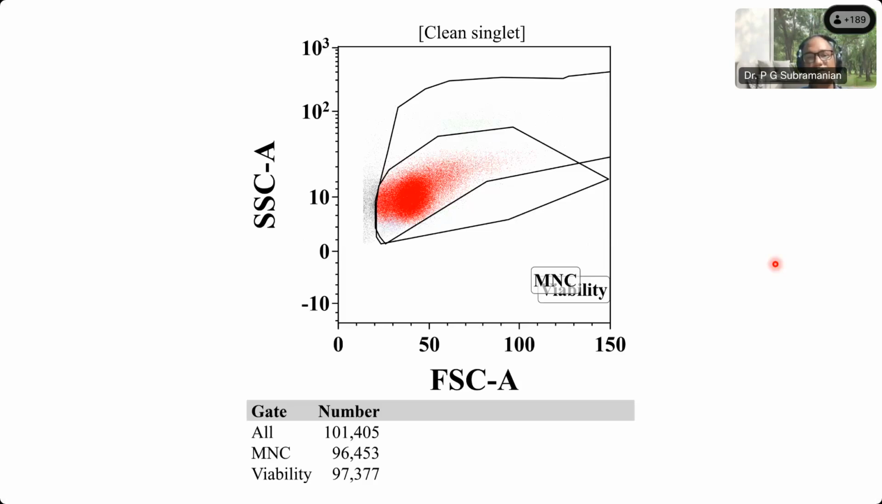This plot is showing FSC, which stands for forward scatter, and SSC, which stands for side scatter. In flow cytometry, when the cells are passing through the laser light source, the forward deflection is equivalent to the size of the cell. So forward scatter shows the size of the cells, and side scatter is for the granularity of the cell. In this plot, the red dots represent the population that we're interested in.